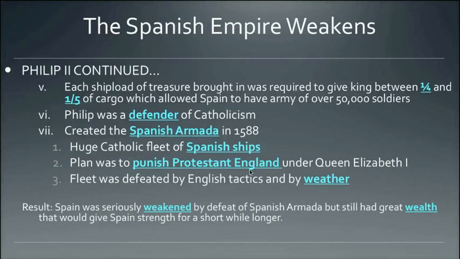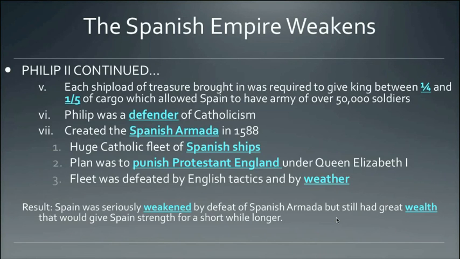Why is this significant in history? Well, Spain was going to be severely weakened by this. I mean, anytime you lose ships, you're going to lose money, you're going to lose obviously your ships, you're going to lose soldiers. It's a very costly endeavor. So Spain was seriously weakened by the defeat of the Spanish Armada, but they weren't done yet. They still had great wealth that would give Spain strength for a short while longer.